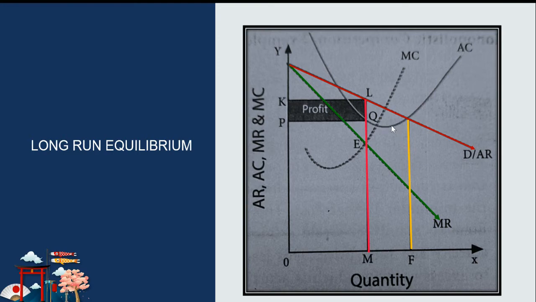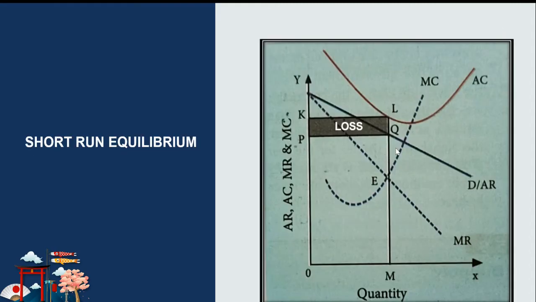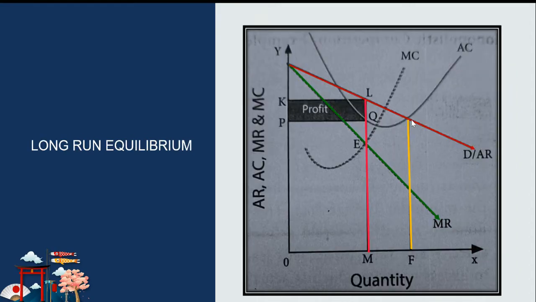Here, you have to note that the AC curve is lying between the AR curve and the MR curve. In the previous diagram, the AC curve was lying above the AR curve. Here, AC curve is lying between the AR and the MR. So, OM is the output. And the total revenue is OMLK. This is the total revenue because we have the AR curve above the AC curve. So naturally, this firm is making a profit.